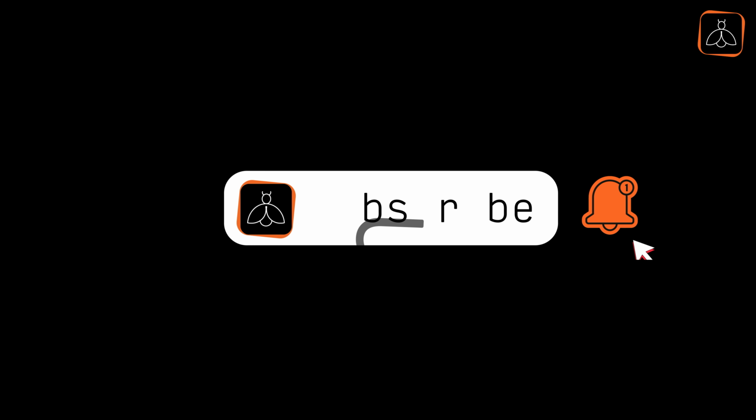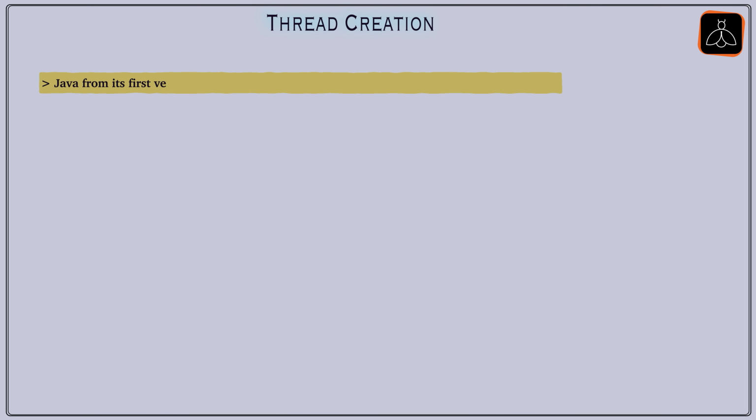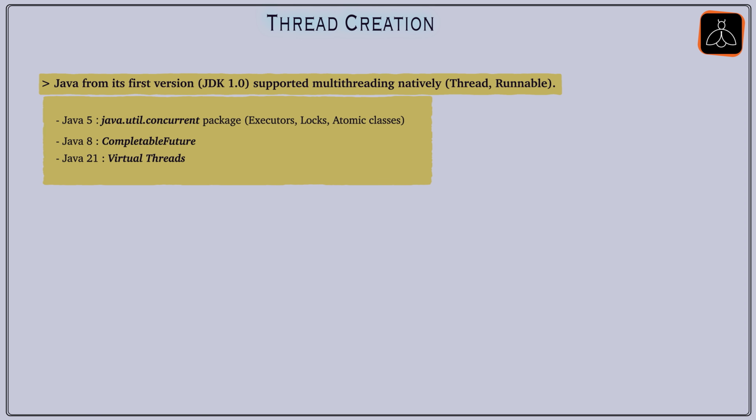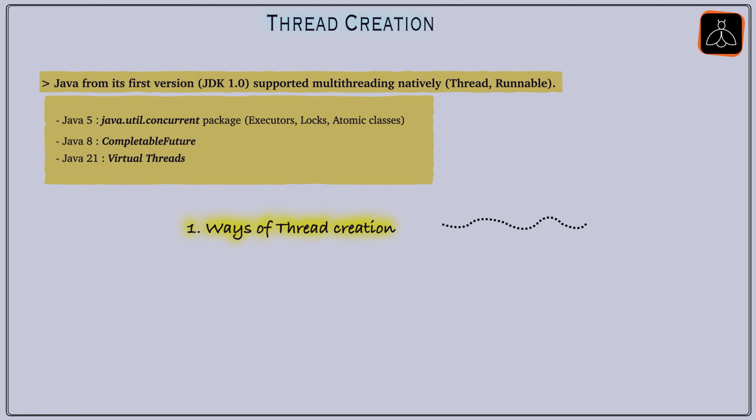Java is supporting multi-threading natively from its very first version, that is JDK 1.0. Java provides the Runnable interface and a class called Thread. These two were used to create threads and maintain them. In later versions like Java 5, Java 8 and 21, it has provided advanced classes to create threads. These advanced classes provide efficiency to the threads, and also control or safe operations on shared resources.